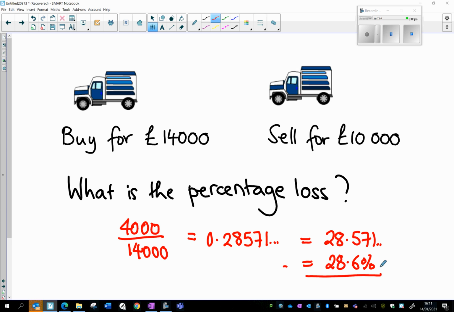Okay, so as long as from today's lesson you understand how to find a percentage change and what it means by a percentage change. So the answer is always a percentage. It's where something has changed from one quantity to another. Then you should be fine for Friday's lesson.